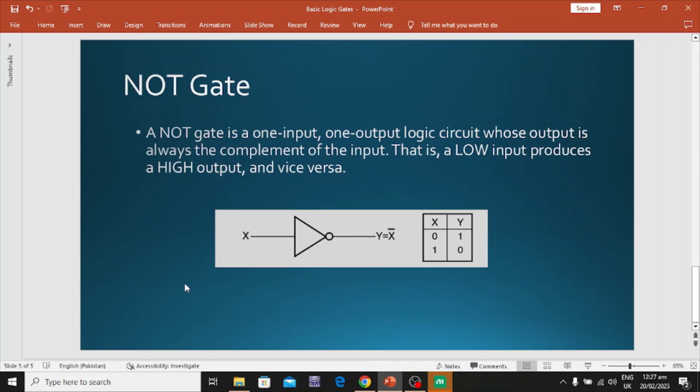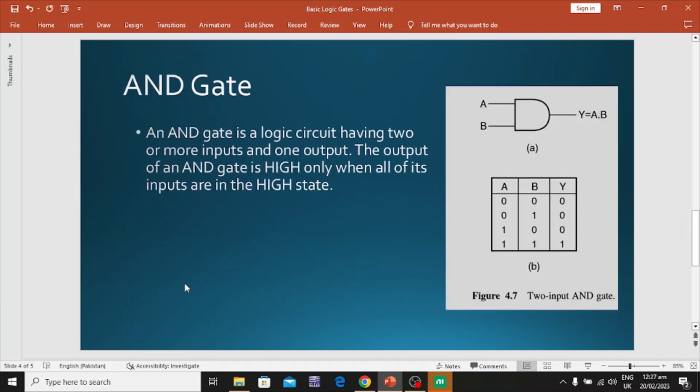So let's now move forward to Multisim to verify all of these gates.